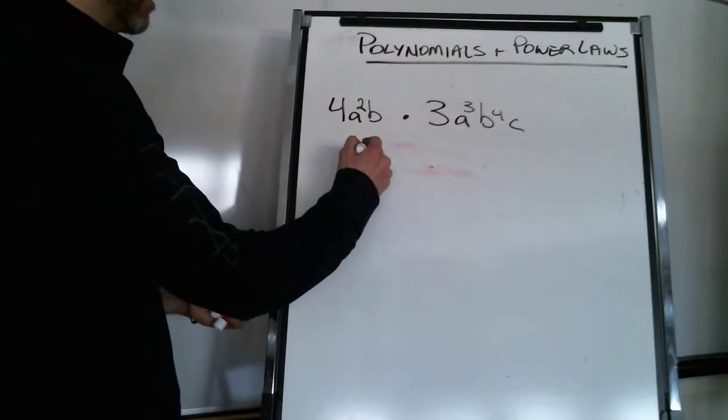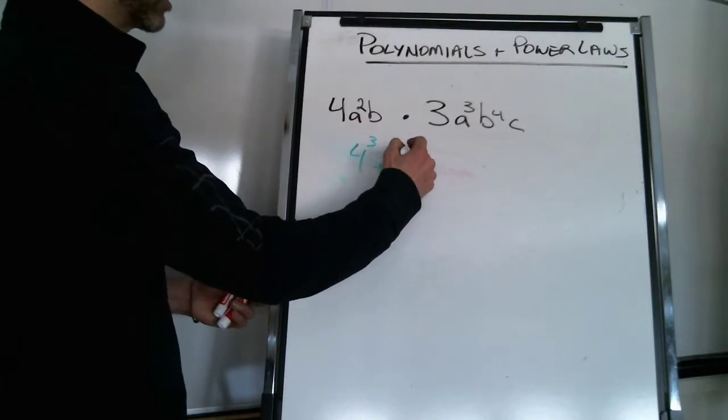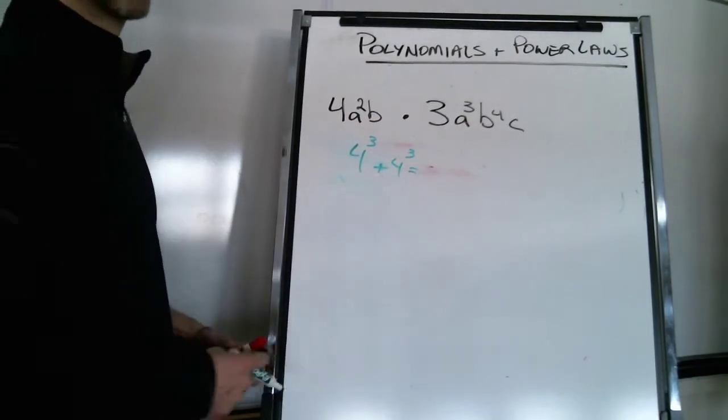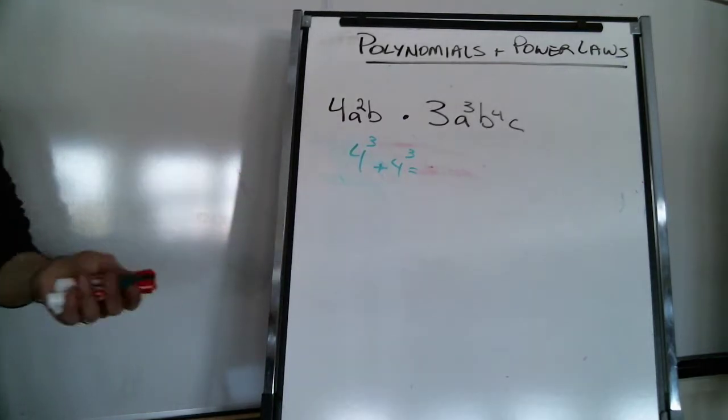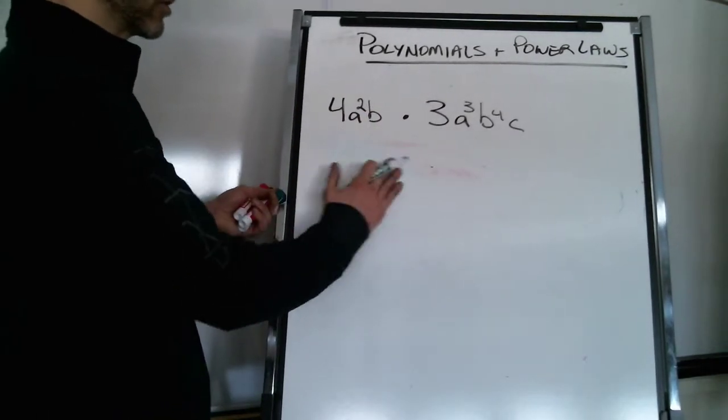What about this? What if I have 4 cubed plus 4 to the 3? That's the same thing. Then you have to solve it. I have to solve it. I have to go 4 three times. There's no laws for that.